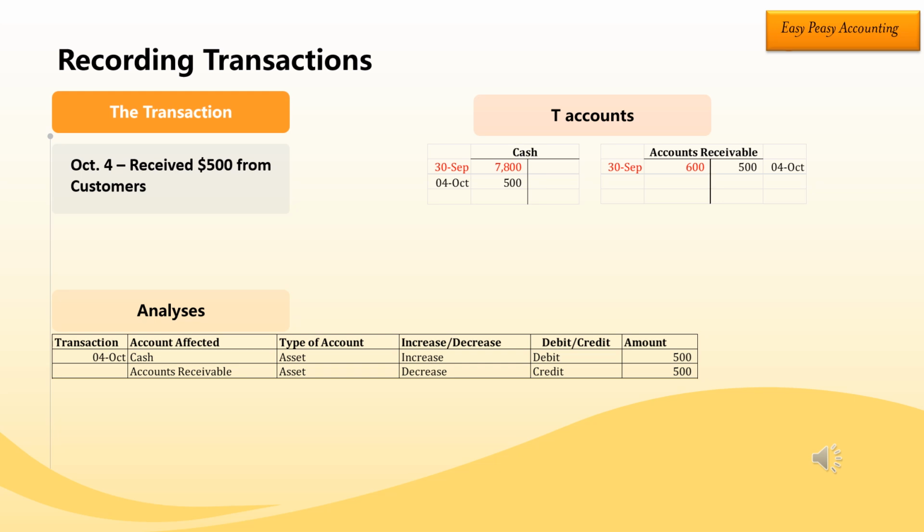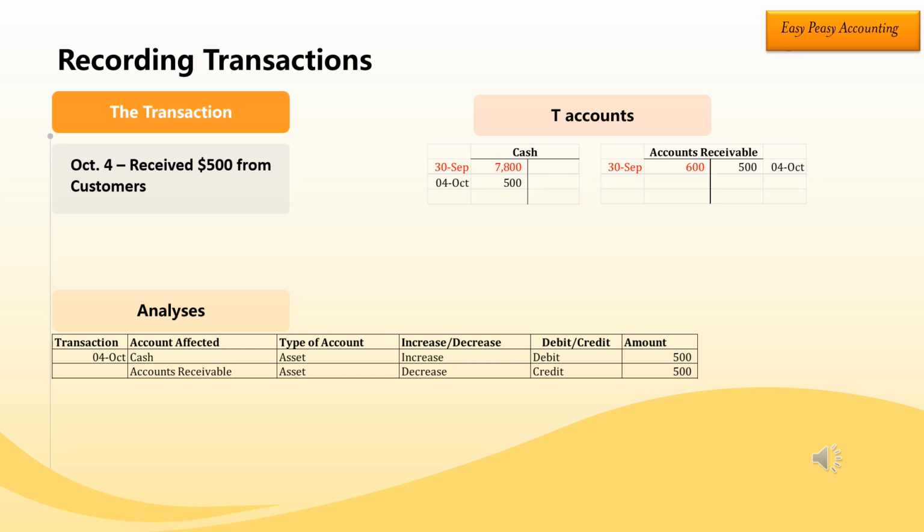October 4th, received $500 from customers. Transaction date, October 4th. Accounts affected, cash and accounts receivable. Type of account, cash is an asset. Accounts receivable is an asset. Cash increased $500. Accounts receivable decreased since customers paid off balances, $500. Assets are debit. Assets increase on the debit side and decrease on the credit side.